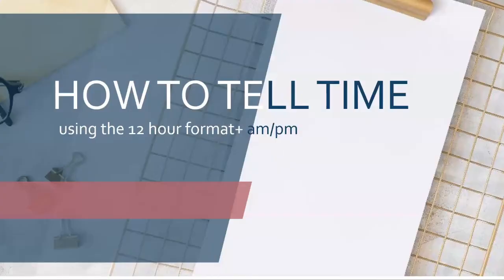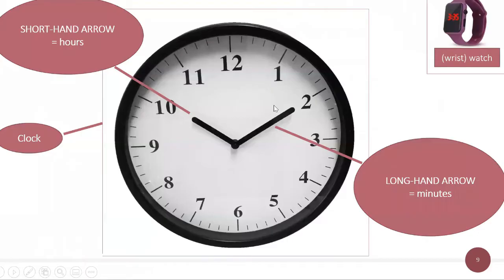All right, now we will learn how to tell time using the 12-hour format. And we'll also learn how to use AM and PM. At the top right corner, we have a watch. You wear this on your wrist. But for this lesson, we are going to focus on using a clock. This is a clock. On every clock, we have a shorthand. This is a shorthand arrow, and it is used when you want to tell what hour it is.